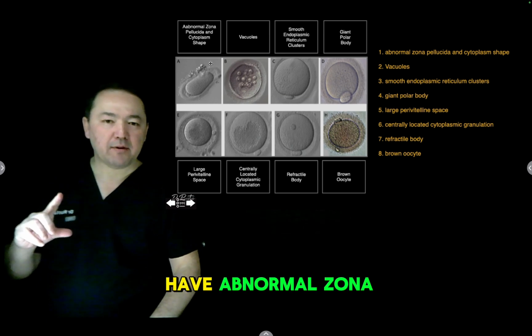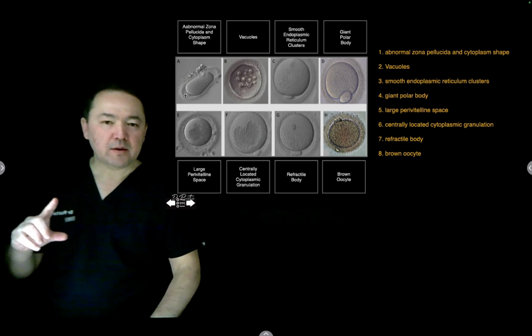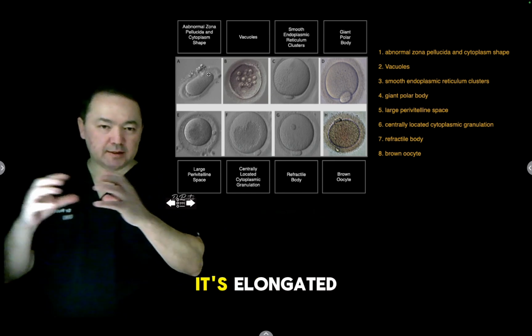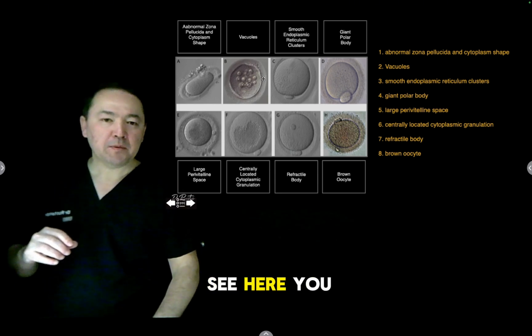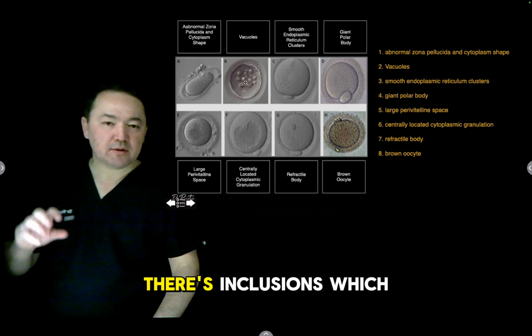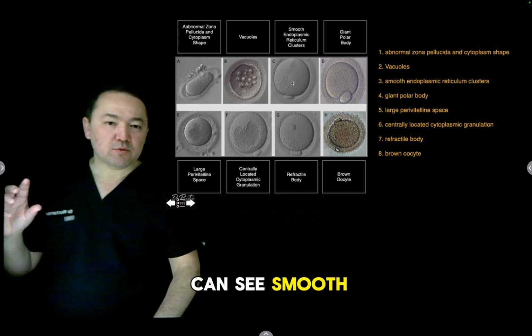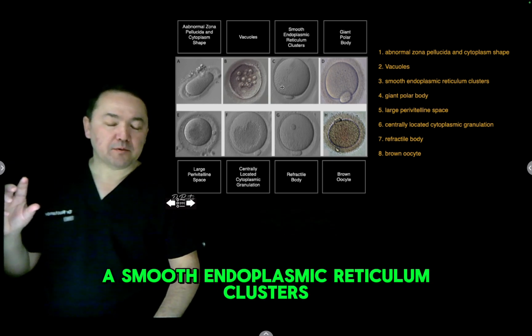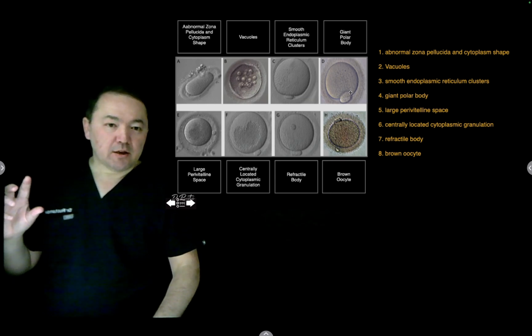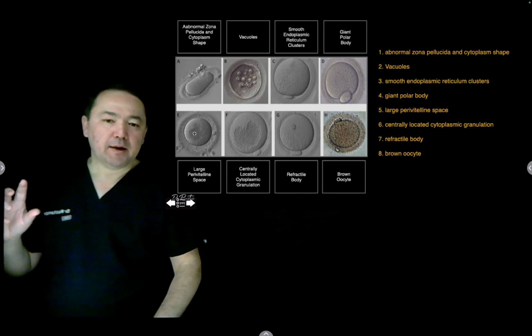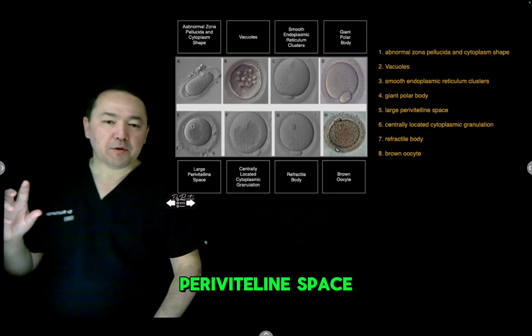Unhealthy eggs may have abnormal zona, and the shape of the egg or zona is not normal. It's not spherical, it's elongated here. You can see a lot of vacuoles. There are inclusions, which we said you don't want. And here you can see smooth endoplasmic reticulum clusters. And also you can see a giant polar body. This is abnormal. This is a very big polar body, and a large perivitelline space.